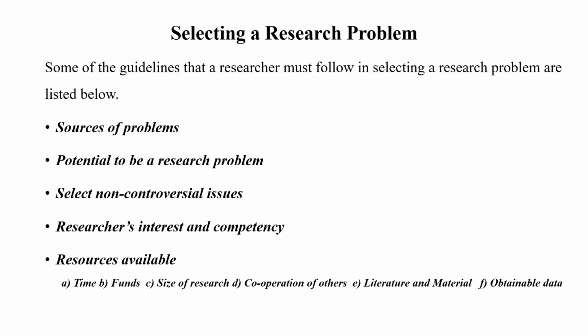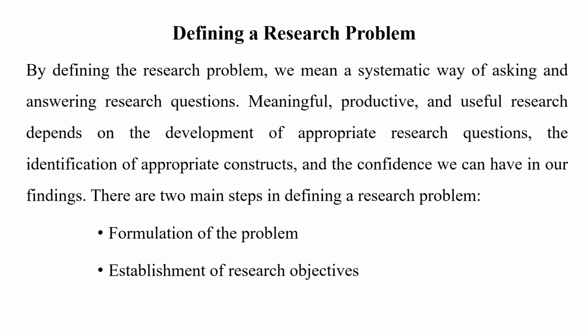Selecting a research problem. Some of the guidelines that a researcher must follow in selecting a research problem are listed below. First, sources of problem. Second, potential to be a research problem. Third, select non-controversial issues. Then researchers' interest and competencies. Then resources available. Resources means time, funds, size of research, cooperation of others, literature and material, obtainable data, and all we consider it is the resources of the research problem.